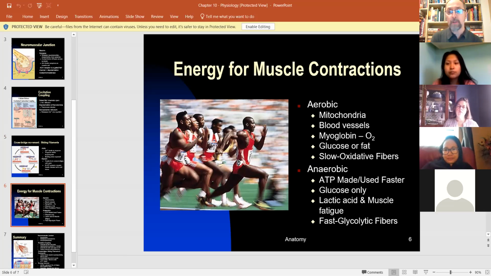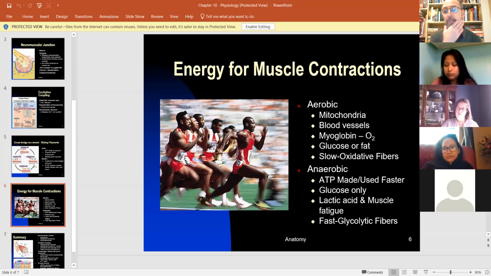Now, the other type of energy source is anaerobic. Okay, this means without oxygen. And actually, anaerobic reactions in muscle cells make ATP faster than aerobic reactions. However, they use up glucose at incredible rates, and they can only use glucose. So these muscles have to have lots of glucose, and they use it up very, very quickly.